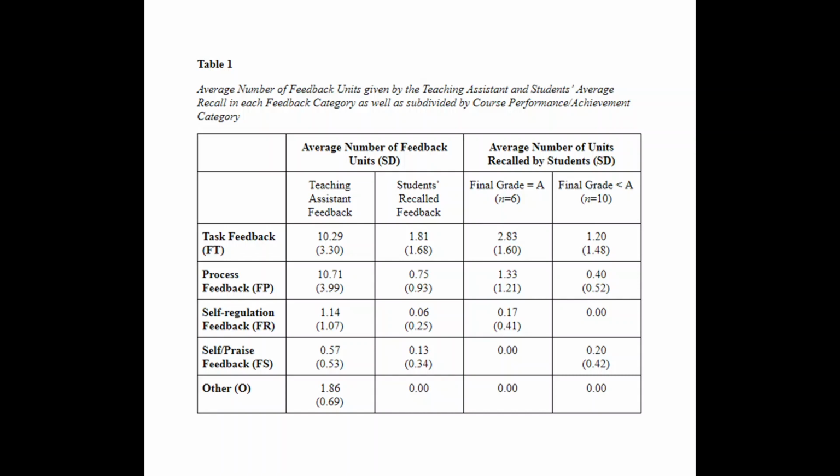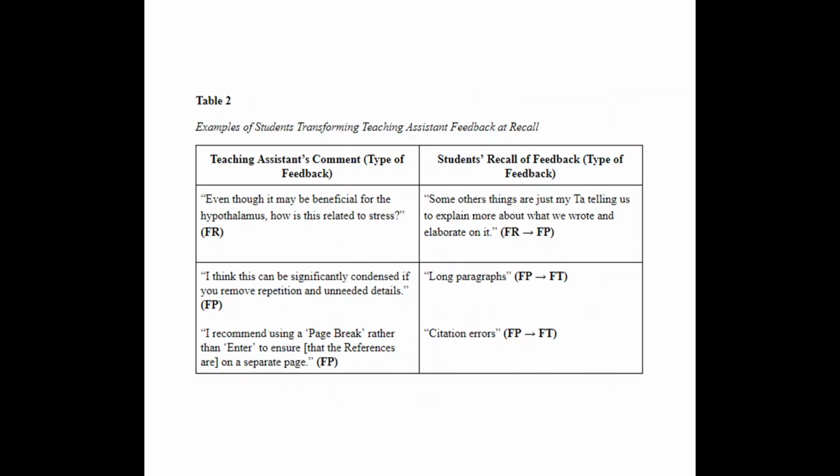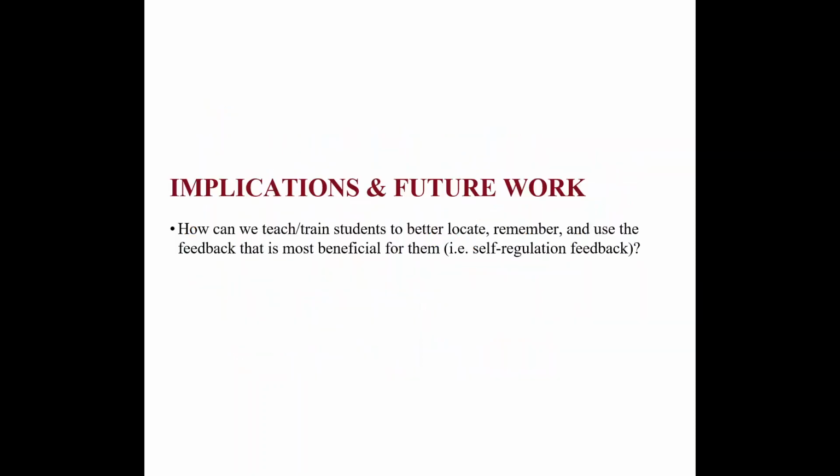But notably, students' recall across all feedback categories was very low compared to the amount of feedback units offered by the TA. Not only were students recalling only a small fraction of their total feedback, but students' recall for the content of the feedback was often poor, with many instances of students transforming the feedback from a more useful type of feedback, such as self-regulation or process, to a simpler form of feedback. For example, when the TA gave a process-based piece of feedback, like, I think this can be significantly condensed if you remove repetition and unneeded details, the student remembered it as a task-based piece of feedback, like, long paragraphs.